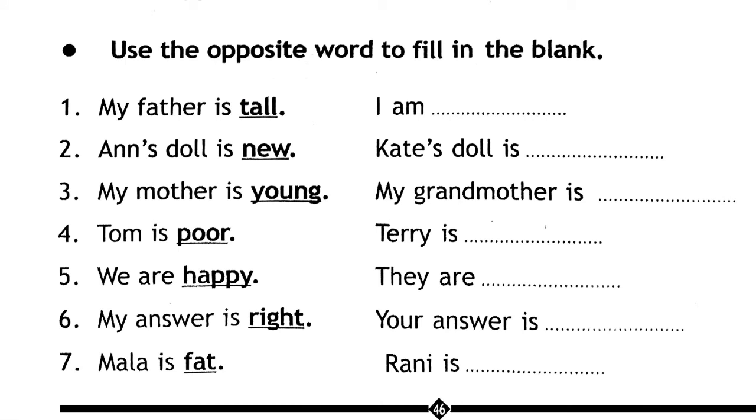Right? Then the next one, Anne's doll is new. Now they want us to write the opposite word for the word new. On the other side they have given us Kate's doll is. So what is the opposite of new? It's the word old. New, old. So the sentences are: Anne's doll is new, Kate's doll is old. So you can see new and old, those are the opposite words.